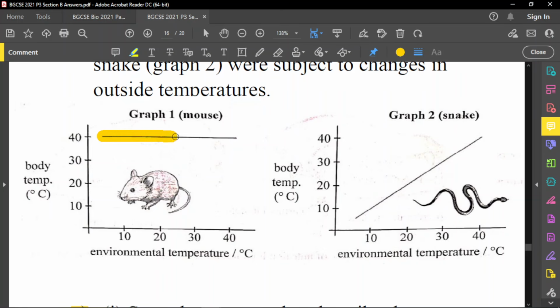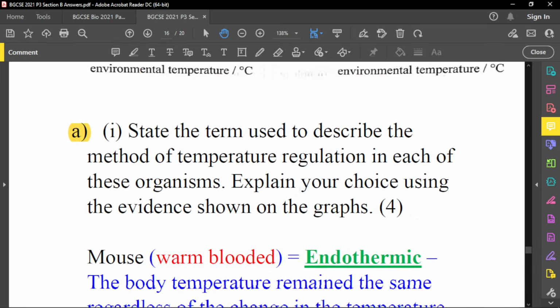So this line here is the temperature of the mouse, the body temperature, 40 degrees Celsius, regardless of the environmental temperature, right? So as the temperature increases, this one stays like that. But for the snake, the body temperature increases like that, and it increases as we have an increase in temperature as well. All right, so let's get down into this now.